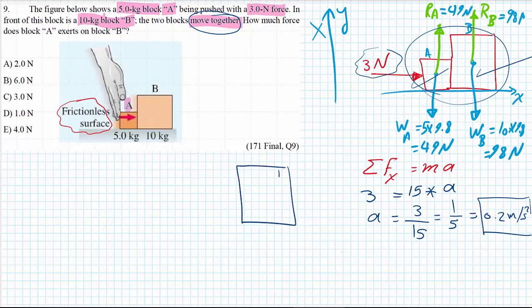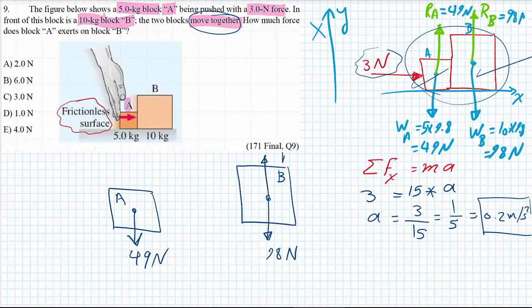This is object B. And let's try to do it also for the other one and see what is the difference. This is object A. We have weight, which was like 98, like what we did before. Here we have weight, it's 49 Newton. Normal reaction, RB. Normal reaction, RA. External force, 3 Newton to the right.